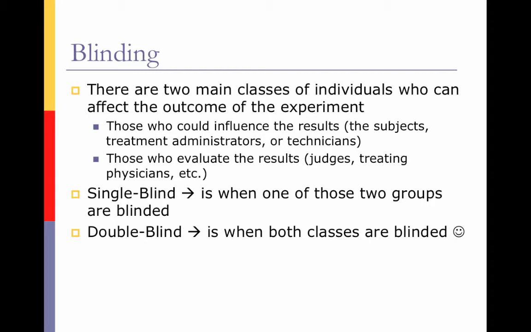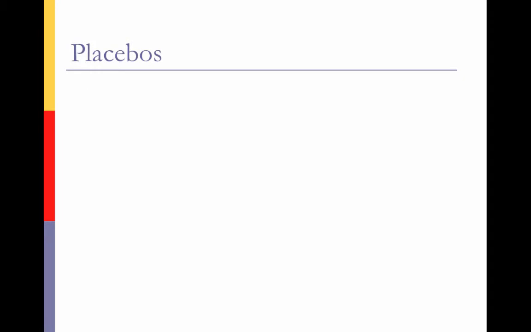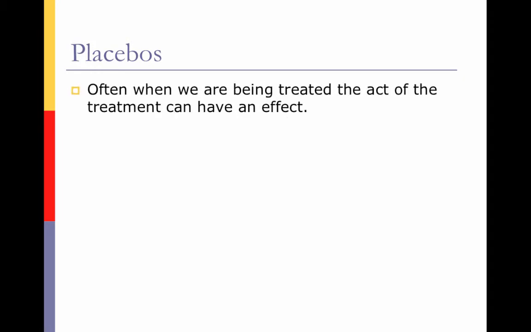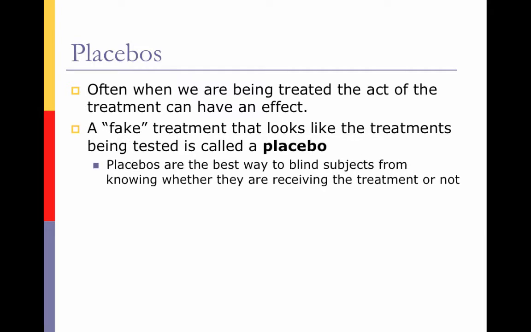Double-blind experiments are the best experiments. There are some that can only be single-blind, and if that's all you can do, then that's all you can do. But ideally, you want your experiment to be double-blind. This leads to placebos. Often when we are being treated, the act of the treatment can have an effect. You think you're taking the medication, you immediately think you're feeling better. A fake treatment that looks like the treatments that are being tested is called a placebo.